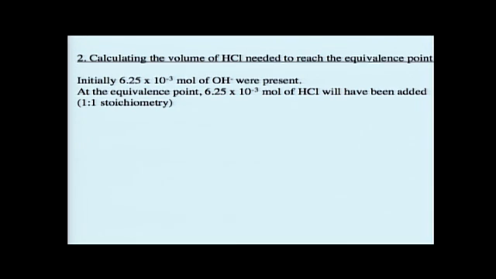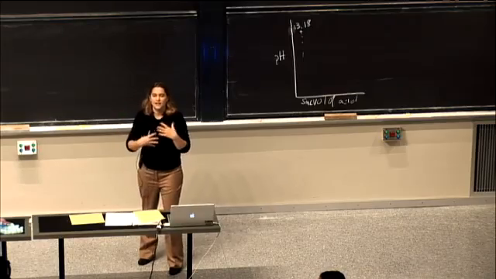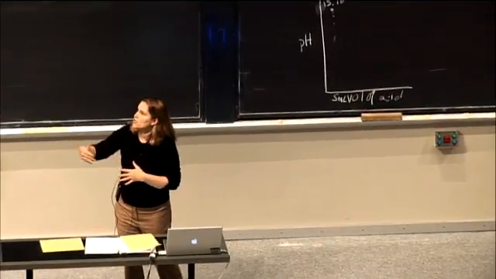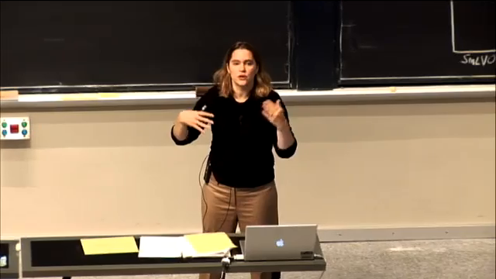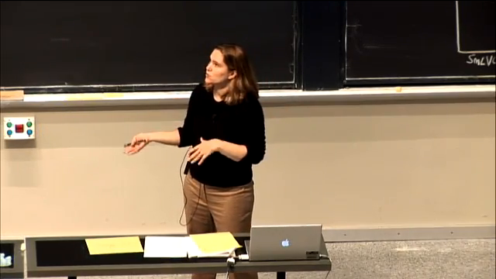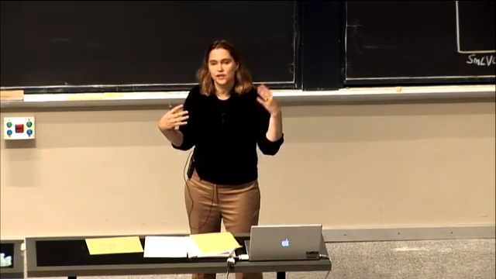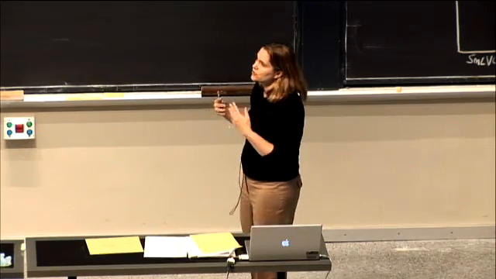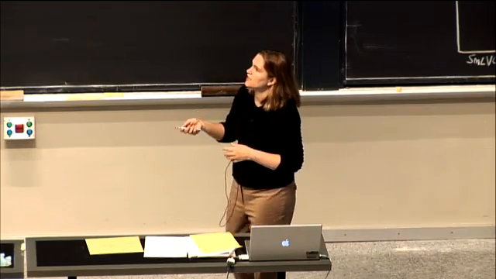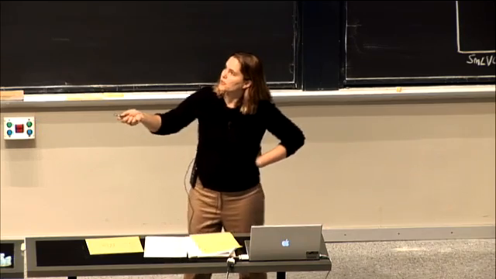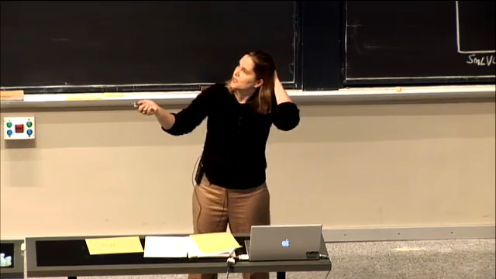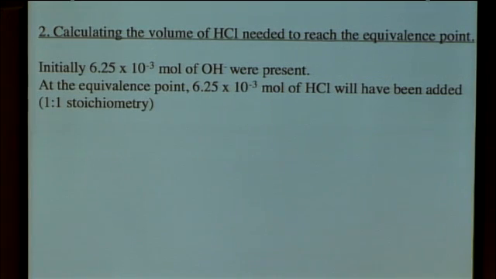The equivalence point, or the stoichiometric point, means that you add the same amount of moles of your titrant as you had, and so they're going to be equal to each other. So if you're adding acid to a strong base, you've added enough acid that you now have an equal number of moles to the number of moles of base that you had to begin with. We know 6.25 times 10 to the minus 3 moles of the base were present.